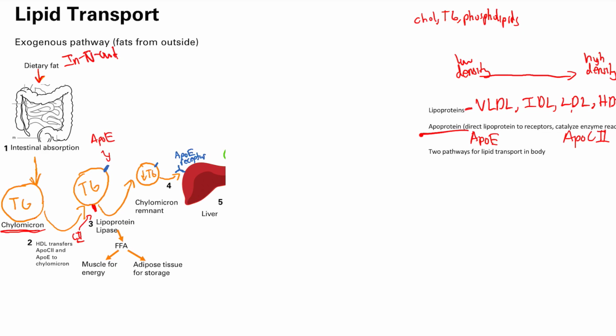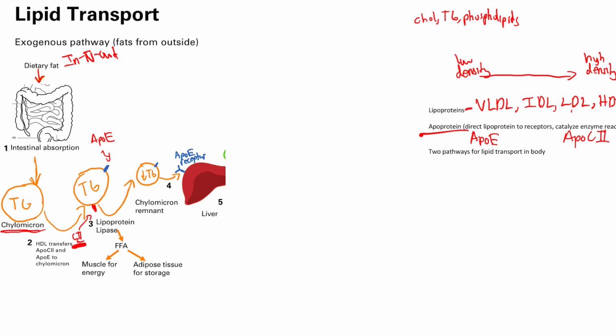Let me repeat that again. Let's just go from the beginning. You eat that dietary fat, absorbed in the intestine. It's packaged into chylomicrons in the exogenous pathway. Chylomicron receives apoproteins that enable its function. Apoprotein C2 will catalyze the enzymatic reaction of lipoprotein lipase, which will take a triglyceride and break it down into free fatty acids. And this is done at the surface of adipose and muscle tissue. And this free fatty acid can then be used for energy. It'll be either used for energy by the muscles or stored as energy.